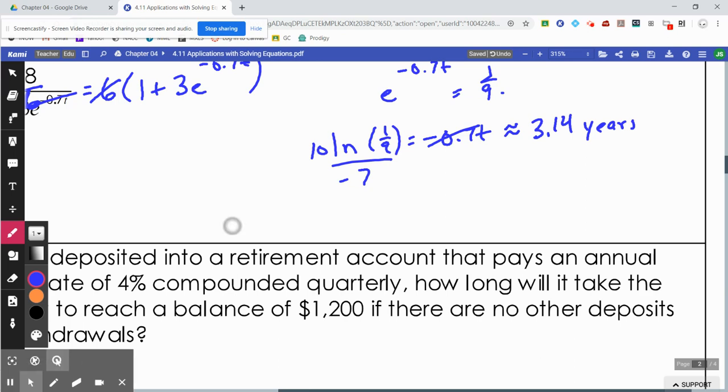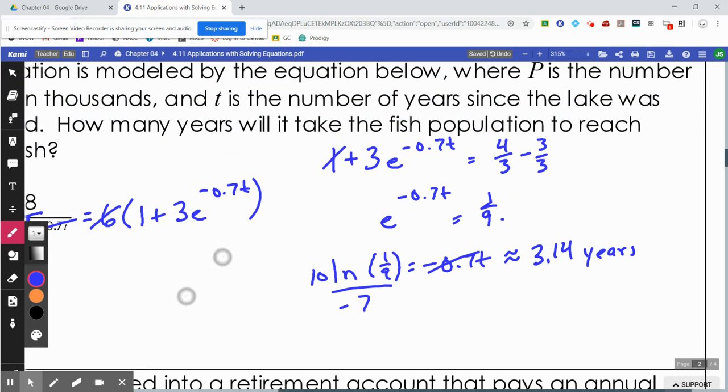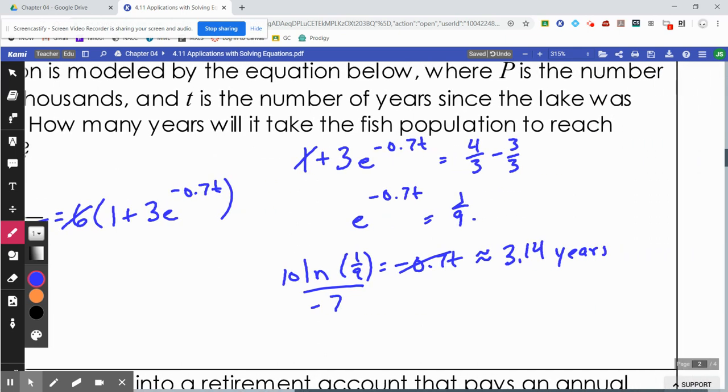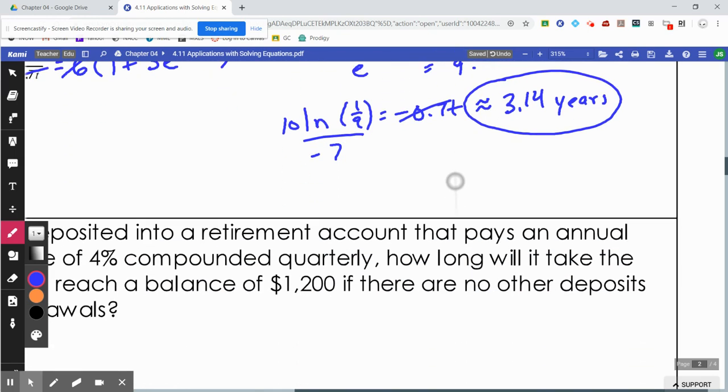So let's go back and look and make sure we answered. How many years will it take the fish population to reach 6,000? By that 3rd year, it's not hit 6,000. It'll take a little over 3 years.